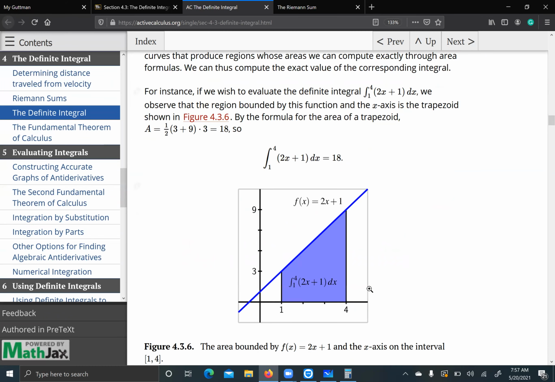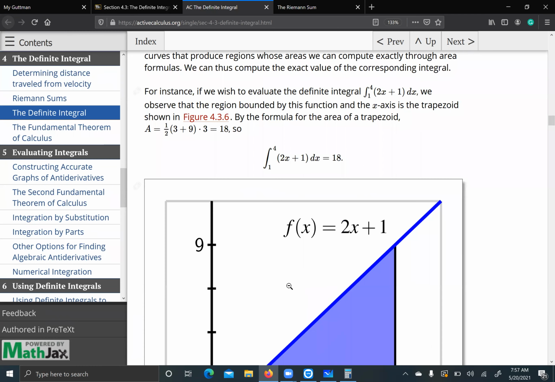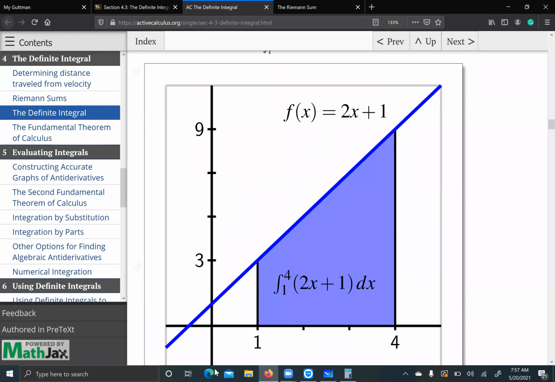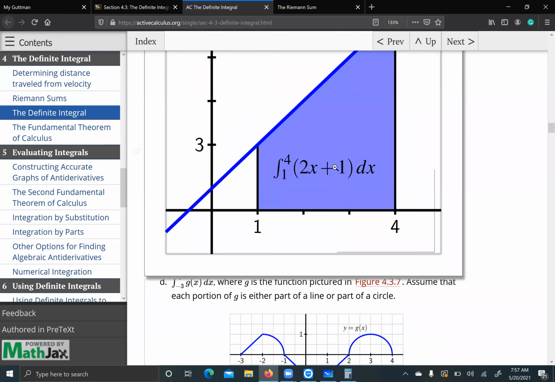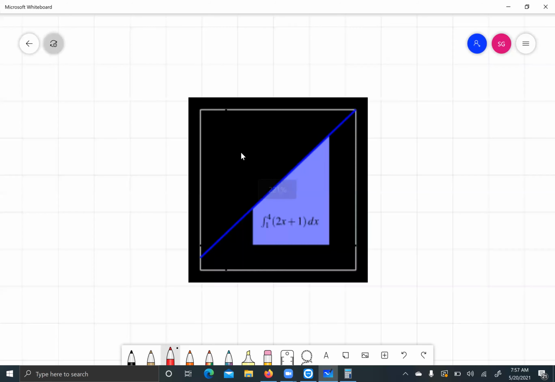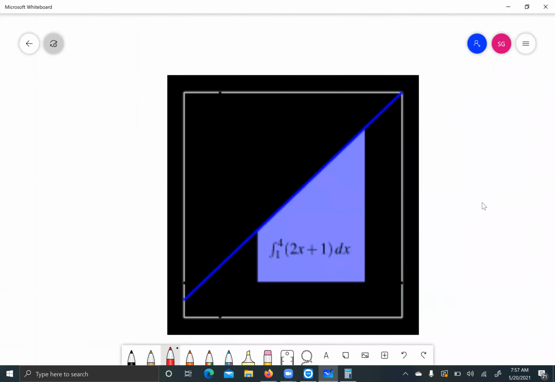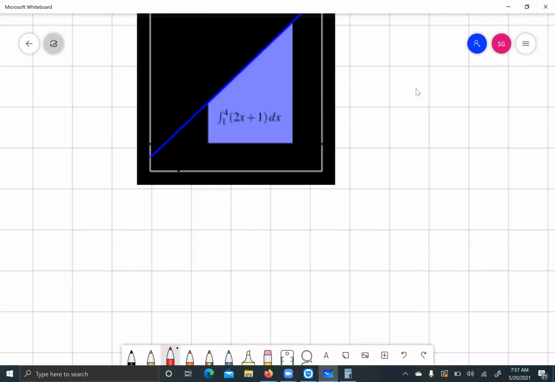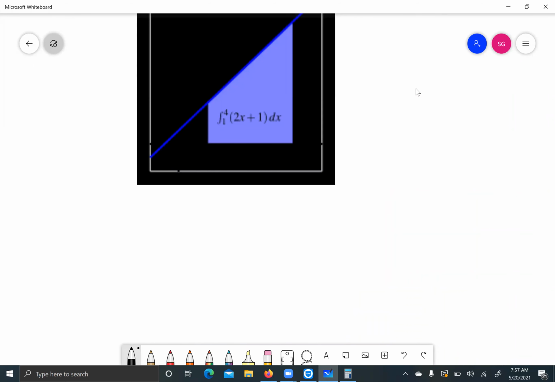And in a case like this, it is easy to evaluate because we know how to calculate this. Look, for example, here f of x is 2x plus 1. Let me copy the image and show it to you here. The question is, what is the integral of this function 2x plus 1 with respect to x from 1 to 4?